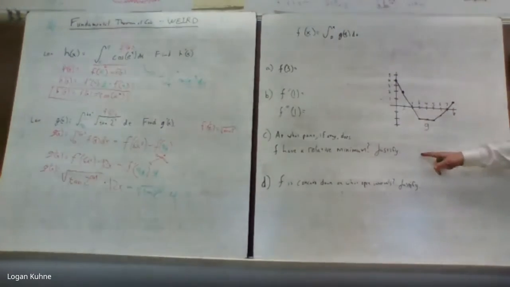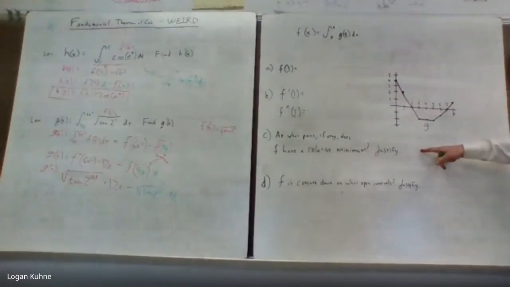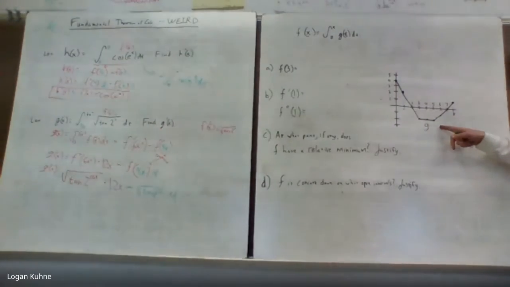Like down here, I'm asking you, at what point, if any, does f have a relative minimum? You're like, Mr. Kuhne, you gave me the graph of g, not the graph of f. How can I do that? And your eyes are about popping out of your head, aren't they? But I say, never fear, you got this.